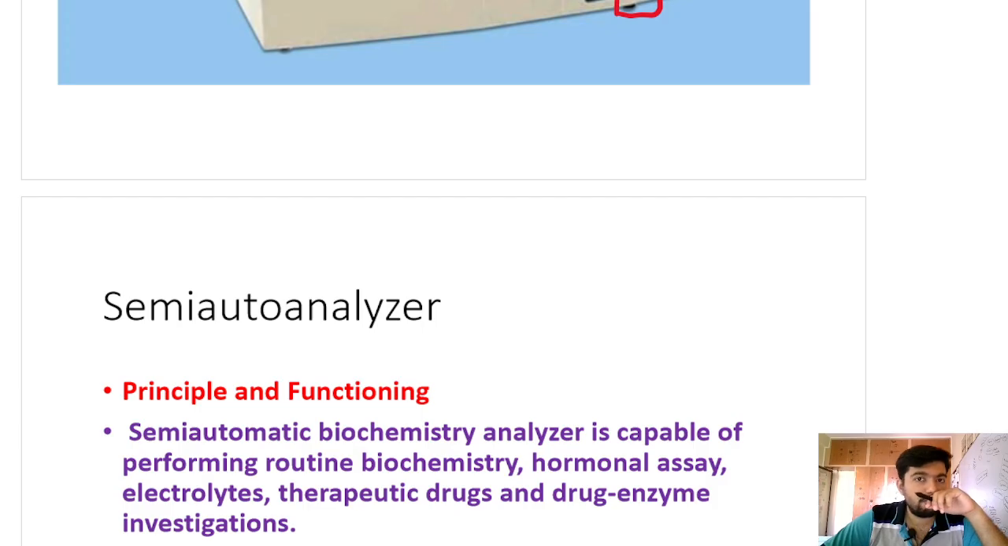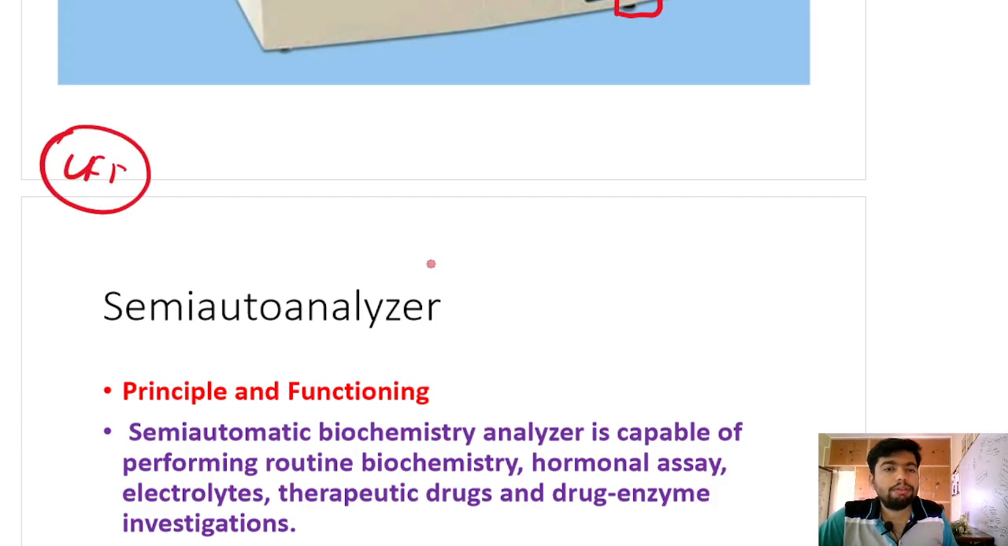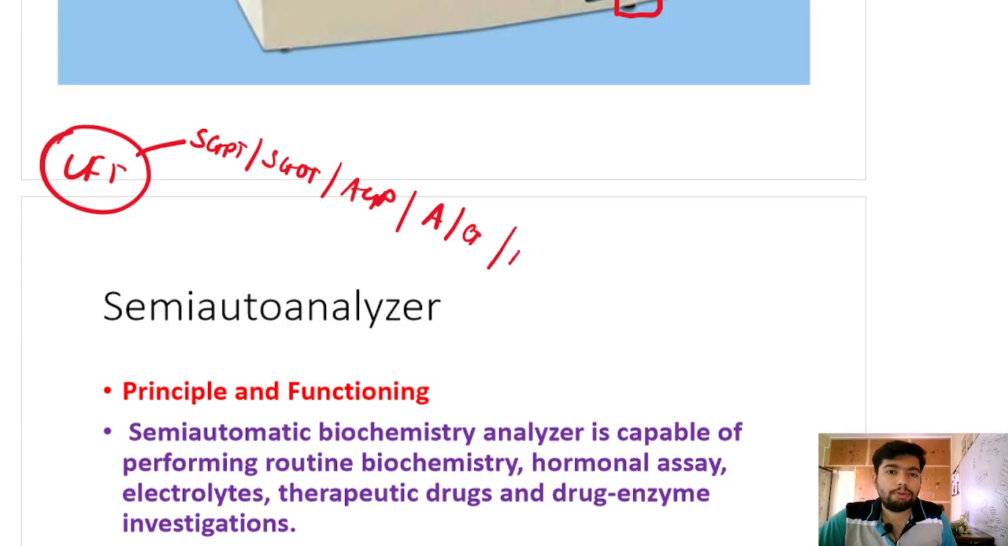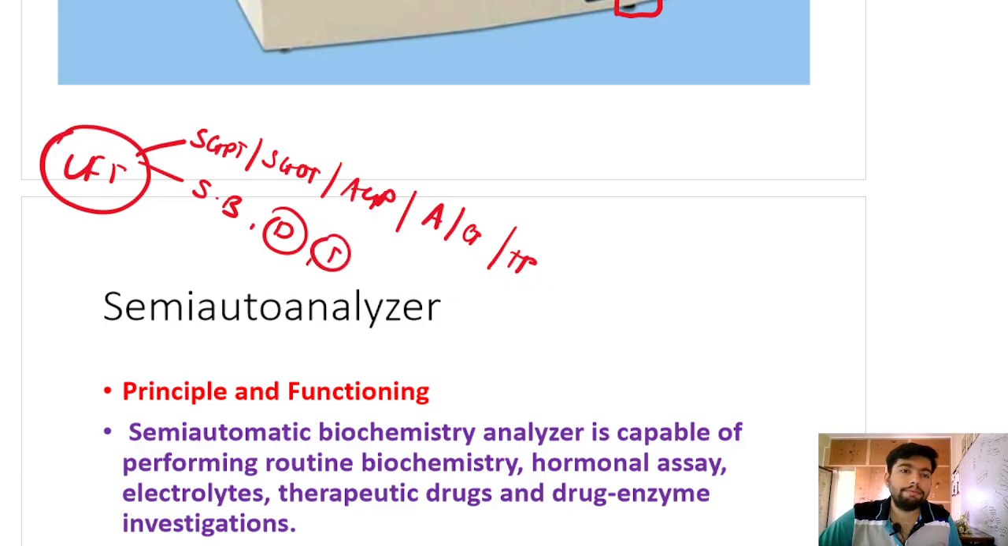We are performing the biochemistry lab. So the first test that we are performing is LFT. LFT will include SGPT, SGOT, alkaline phosphatase, albumin, globulin, total proteins, and serum bilirubin, direct, total, etc. So these are the LFT that we are performing.